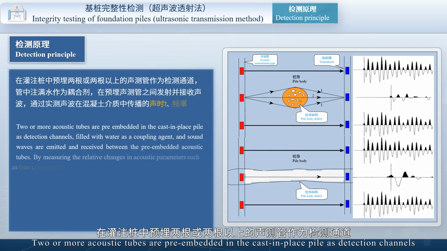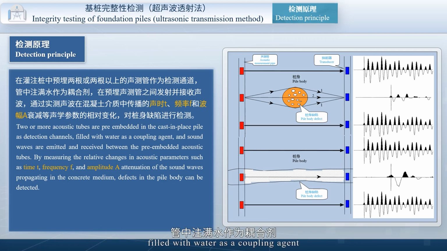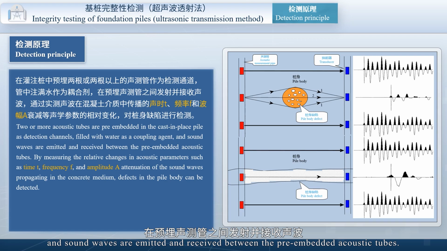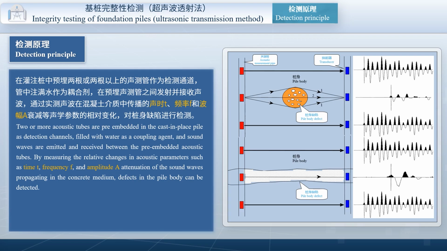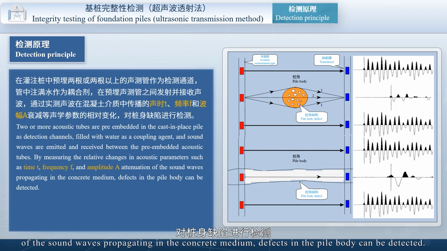Pre-embed 2 or more sound measuring pipes in cast-in-place piles as detection channels. Fill the tubes with water as a coupling agent. Emit and receive acoustic waves between the pre-embedded sound measuring pipes. By measuring the relative changes in acoustic parameters such as time t, frequency f, and amplitude a, we can determine the attenuation of the sound waves propagating in the concrete medium.